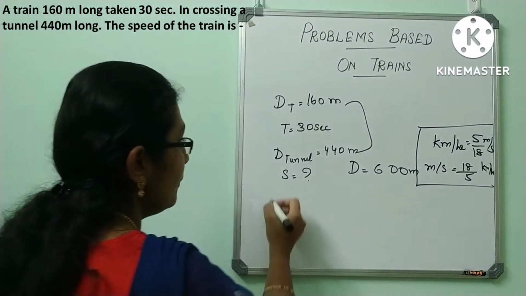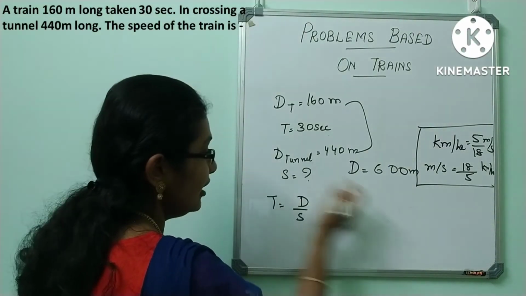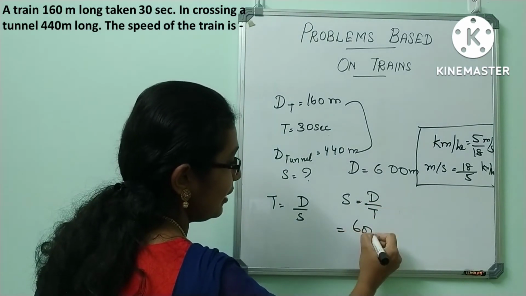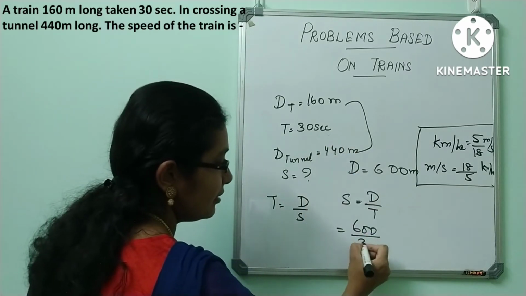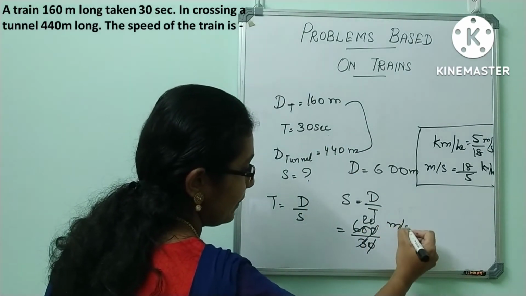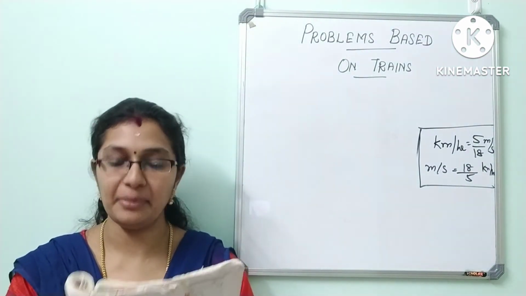Okay, so now time is equal to distance by speed. Okay, we need speed, sorry, speed is equal to distance by time. So 600 divided by time, which is 30 seconds. So 20 meter per second is your speed. Clear? See the next question, try by yourself.